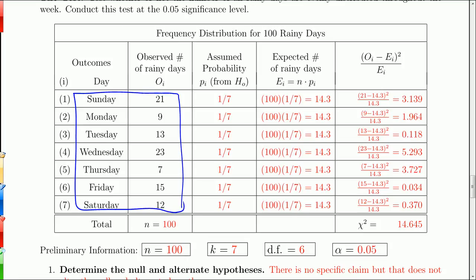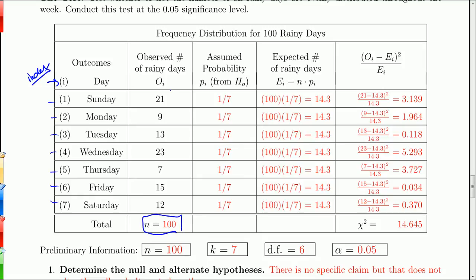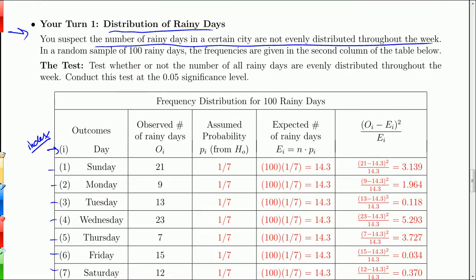So we have Sunday, Monday, Tuesday, Wednesday, Thursday, Friday, Saturday. I index them with i, so that's what the 1, 2, 3, 4, 5, 6, 7 is all about. There were 21 rainy days on Sunday, 9 on Mondays, 13 on Tuesdays, 23 on Wednesdays, 7 on Thursdays, 15, 12. So there are 100 rainy days in total, and this describes how they were distributed.